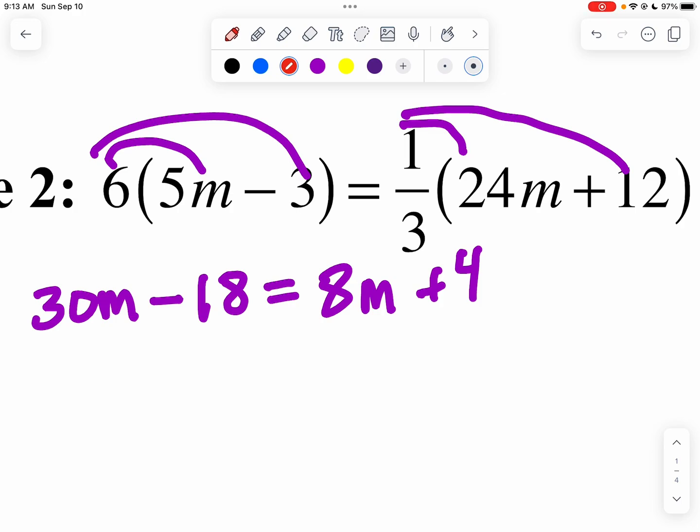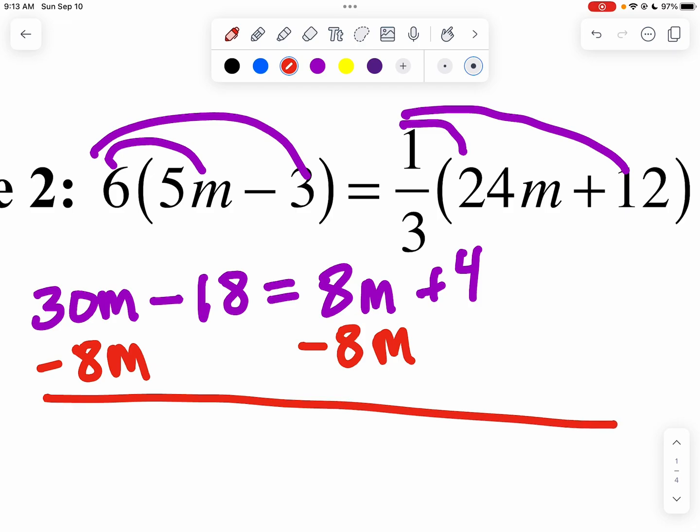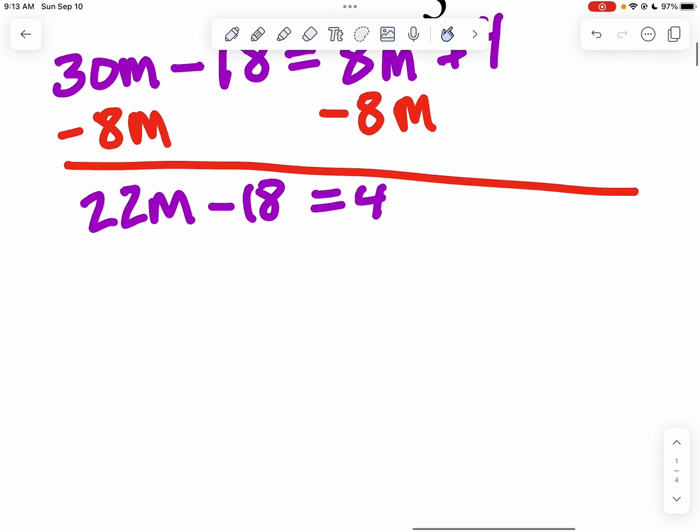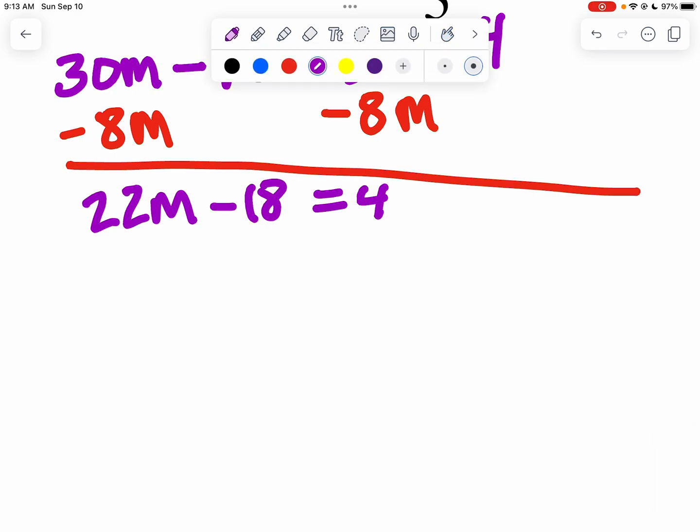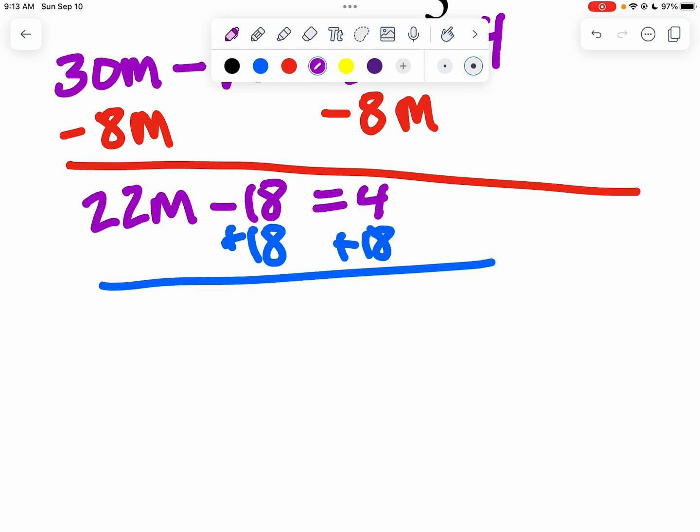So now, just like I did in the last problem, I'm going to get all my variables on one side. So I minus 8m from both sides. So then 30 minus 8 is 22m. Minus 18 equals 4. Notice, now it's a two-step equation like we did in the previous lesson. So I'm going to add 18 to both sides, and I'll get 22m equals 22. I'll divide by 22.